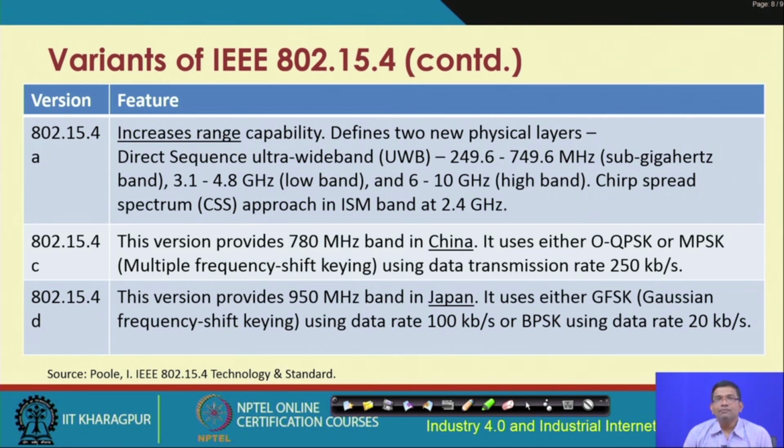Then came the 15.4c, which talks about using the 780 megahertz band in China for offering connectivity and communication. This uses OQPSK or MPSK, multiple phase shift keying mechanisms for data transmission over rates such as 250 kbps and so on. Then you have the D variant, which provides 980 megahertz band communication in Japan, and here it uses GFSK and BPSK with different data rates.